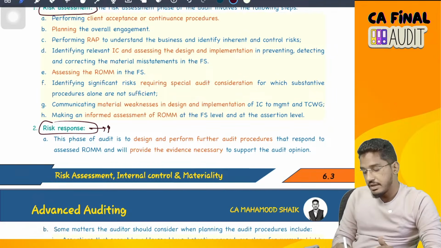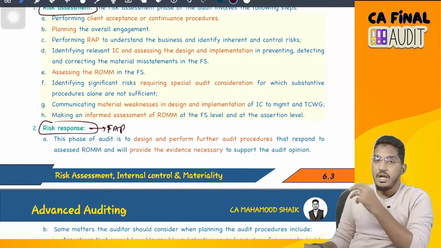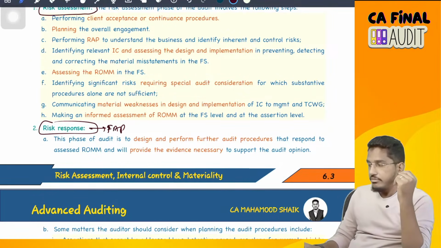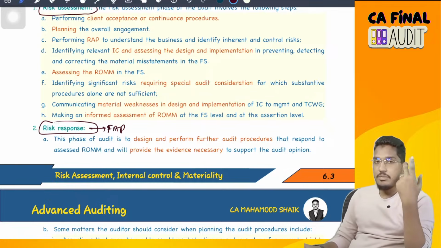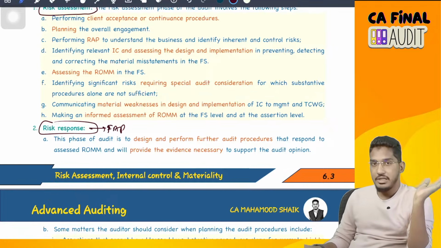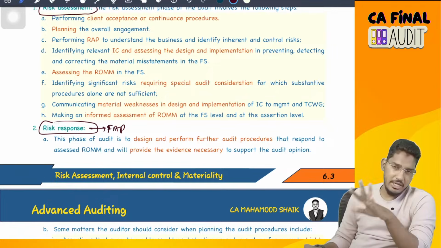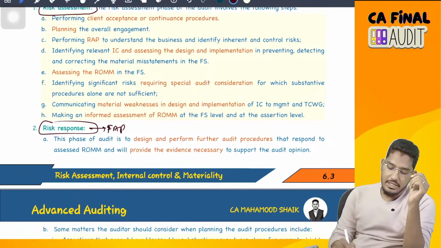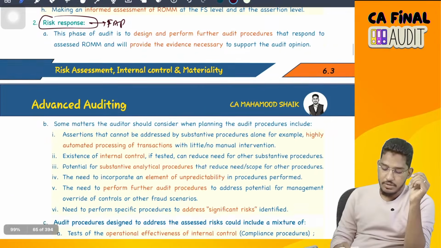How will you respond to that risk? As I have told, by allocating time, by performing the nature, timing and extent of the further audit procedures, by doing compliance testing, by doing substantive audit testing, by performing analytical procedures. Wherever risk is higher, there you spend more time. Wherever risk is lower, there you spend less time. So like that, the second stage in the risk based audit is you have to respond to that risk.